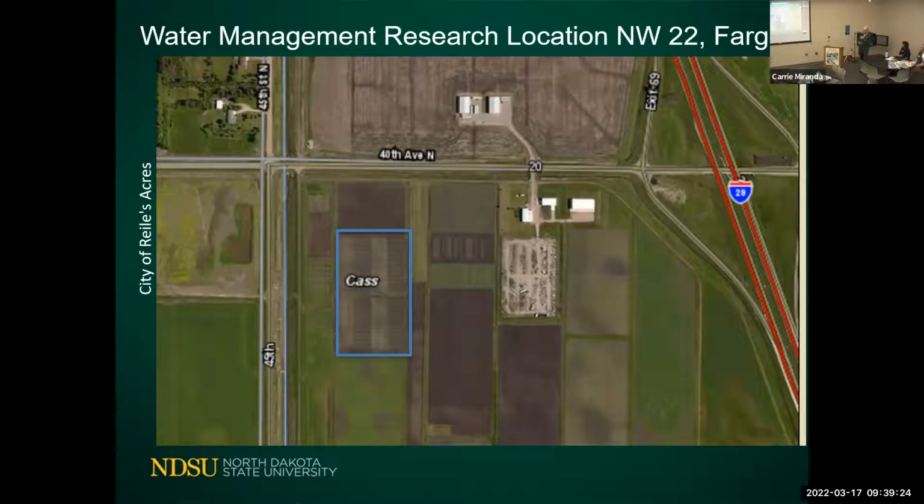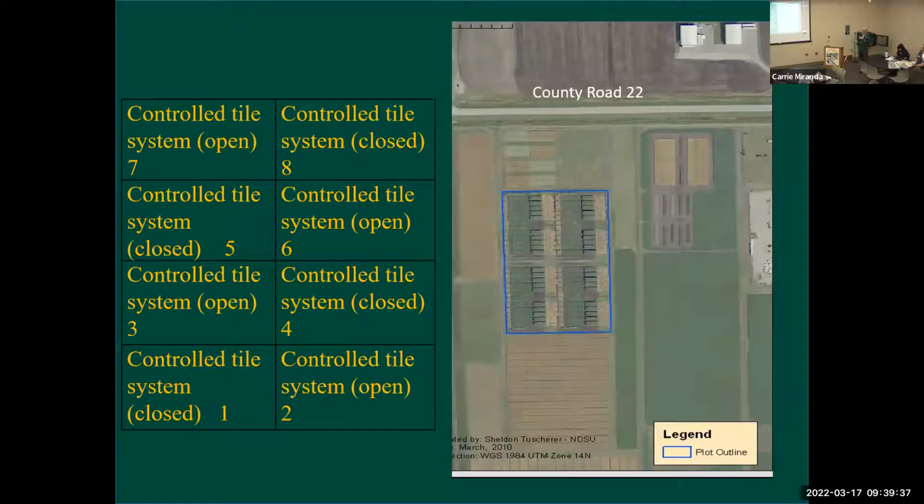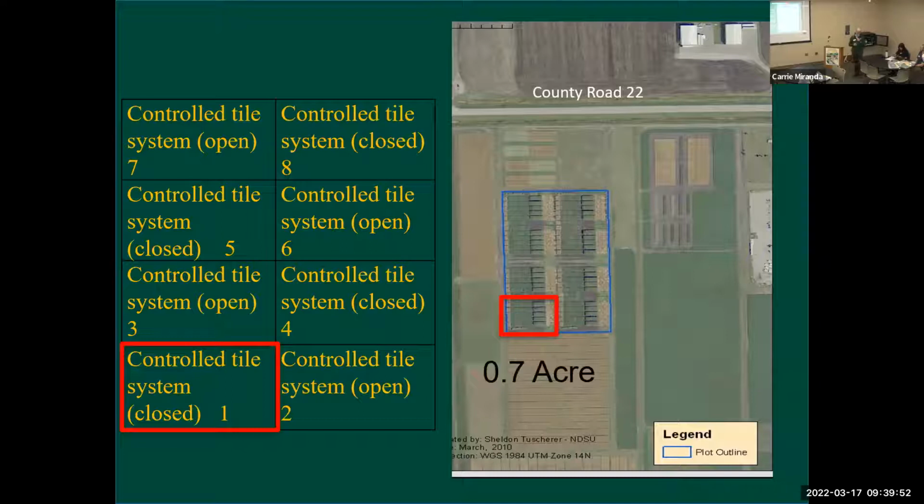At NDSU, just north of the airport, we have a research site, we call it Northwest 22, where also the weed scientists have a lot of their work. The blue indicates where my plots were. And the way it was set up is it is a site with all kinds of control boxes. And I have 8 units. I'm just marking one here in the corner. Each unit is about 0.7 of an acre.